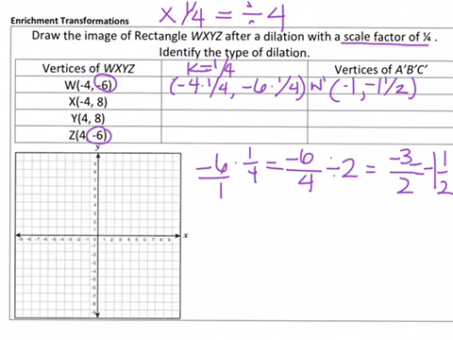Go ahead and finish this on your own. Make sure you graph both the original and the image of the rectangle. Then don't forget, tell me the type of dilation. Is it a reduction or an enlargement?